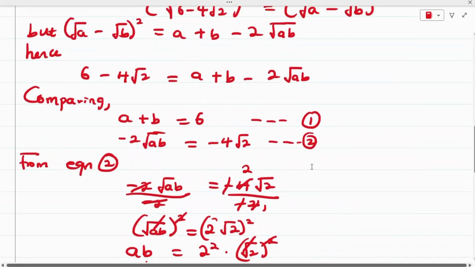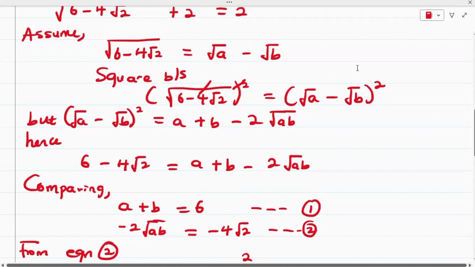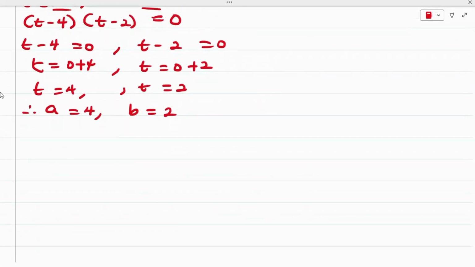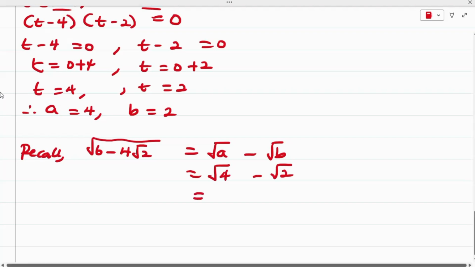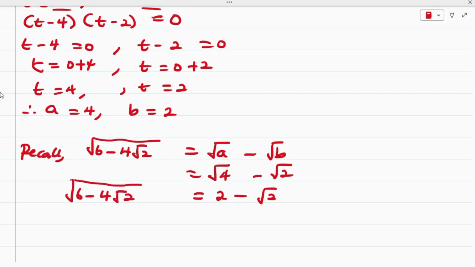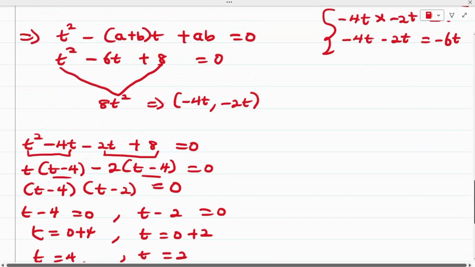So we want to recall that the square root of 6 minus 4 root 2 is equal to the root of a minus the root of b, right? So at this point we are going to say recall that the square root of 6 minus 4 root 2 is equal to the root of a minus the root of b. So this is equal to the root of a, which is 4, minus the root of b, which is 2, and this is equal to the square root of 4, which is 2, minus the square root of 2. So we have that the square root of 6 minus 4 root 2 is equals to 2 minus root 2. So we have that right here.